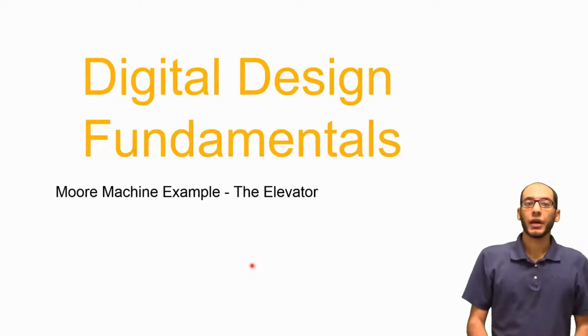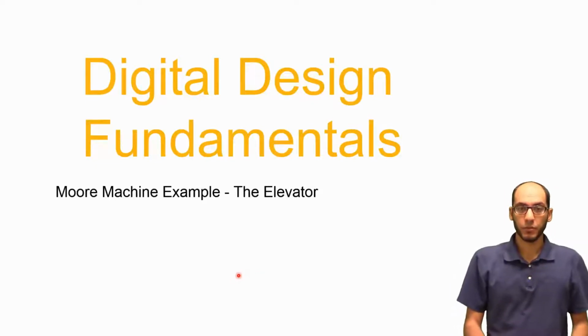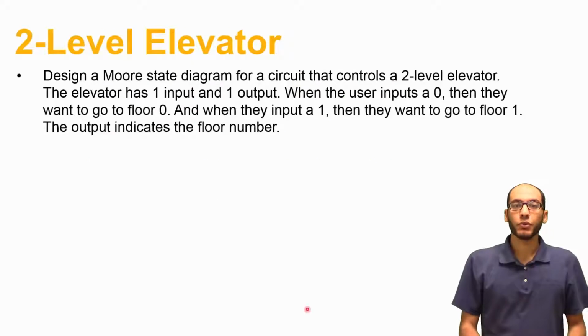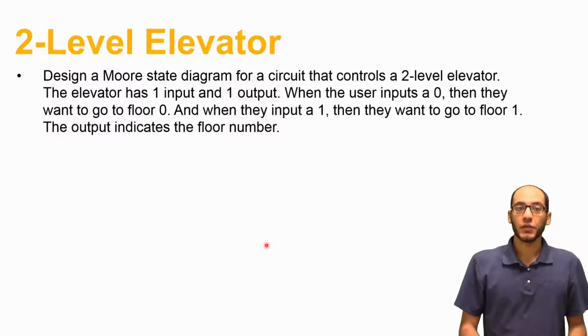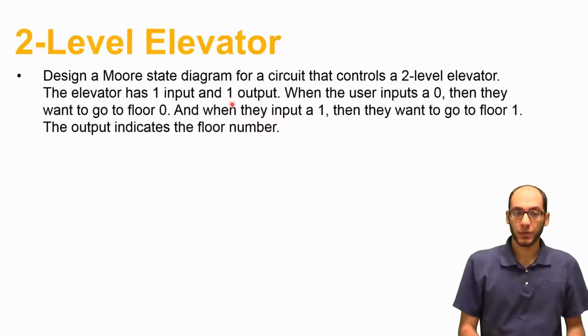Let's have a look at this Moore machine example. What is required for you is to design a system that controls an elevator, a two-level elevator. The elevator has one input and one output. The input indicates the level that the user wants to go to, and the output indicates the current level.